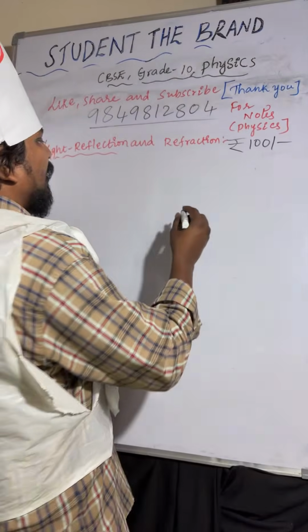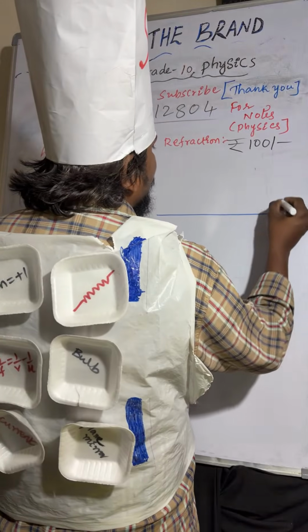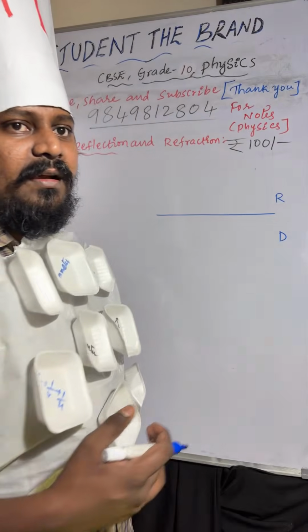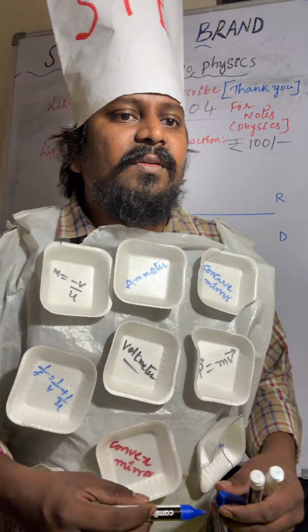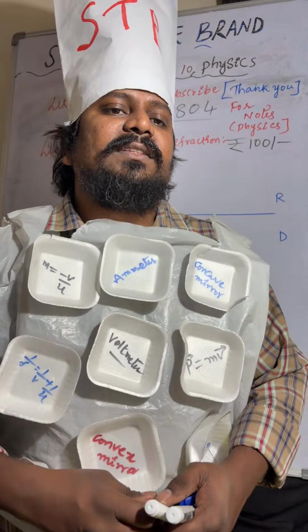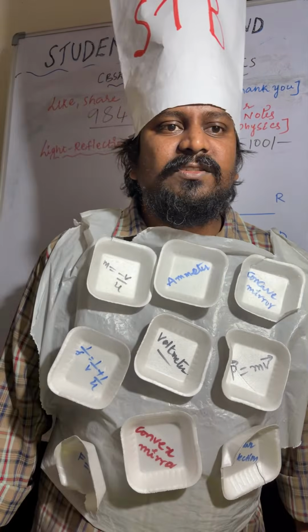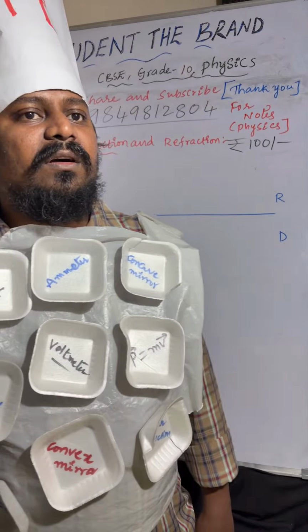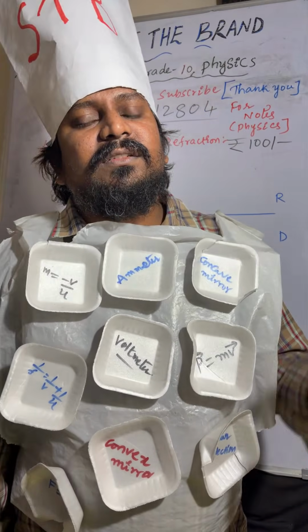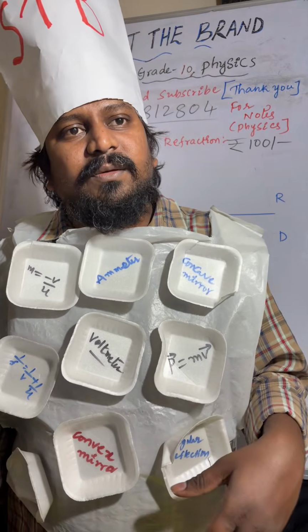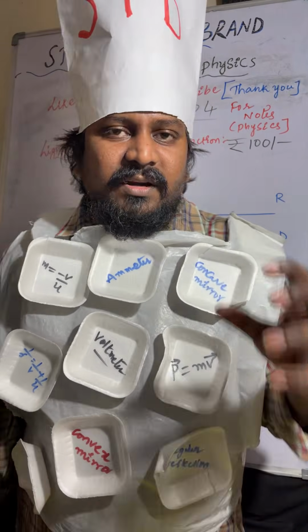Here I am taking a rarer medium and a denser medium. Sir, what is a rarer medium and what is a denser medium? The bouncing back of light from a reflecting surface is called reflection of light. Coming to refraction, the path of the light changes when it is moving from one medium to another medium. That is called refraction.